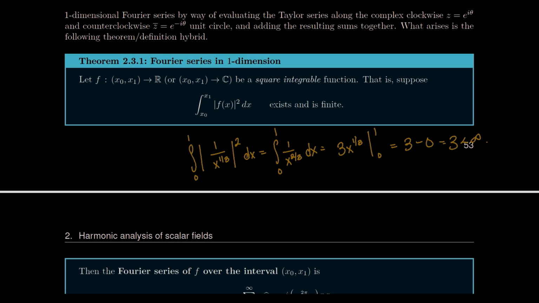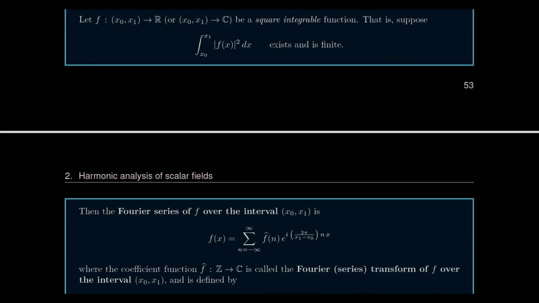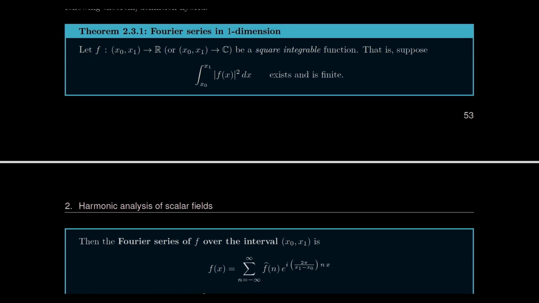You can think about it that way. In fact, this function even blows up at 0. If I were to plot it, how does it look over the interval? It still blows up at 0, but it blows up slowly enough that it's actually still square integrable. And that gives me the ability to write a Fourier series for that function.